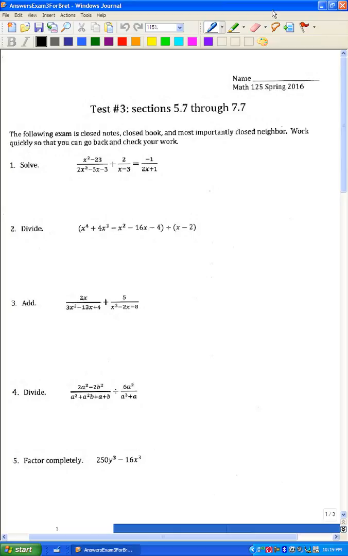Exam number 3. Let's do the answers. Okay, so I want to solve this equation.